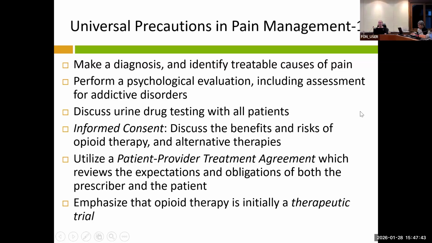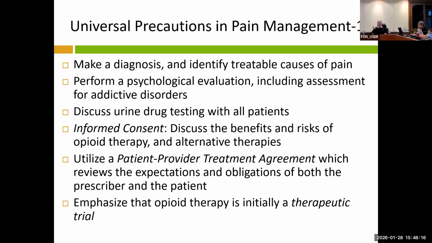So for universal precautions in pain management, you want to make a diagnosis and identify treatable causes of pain. Perform a psychological evaluation, including the assessment for addictive disorders. Discuss urine drug testing with all patients. That's the universal screening. Just say, we're going to be doing this to everybody. And then they won't have to say, why are you doing that to me?